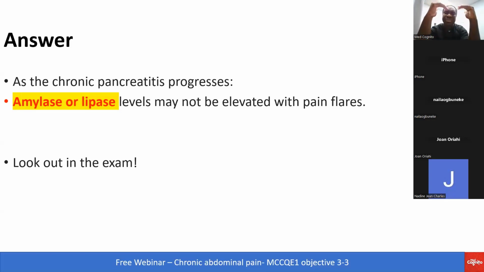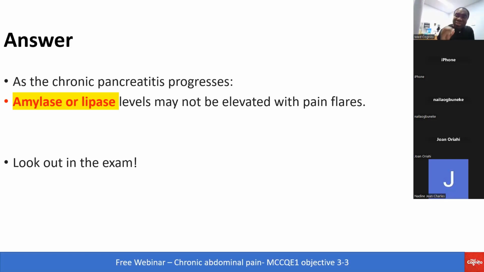But I have another question. Assuming you were dealing with a patient with acute pancreatitis, which of these two will you go for, amylase or lipase, and why? Lipase. Because amylase can also be produced by what? Salivary glands. If somebody has an infection of the salivary glands, they can also have an elevation in the amylase level. But lipase is more specific for the pancreas.